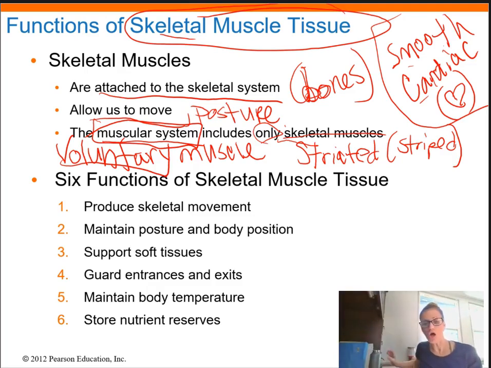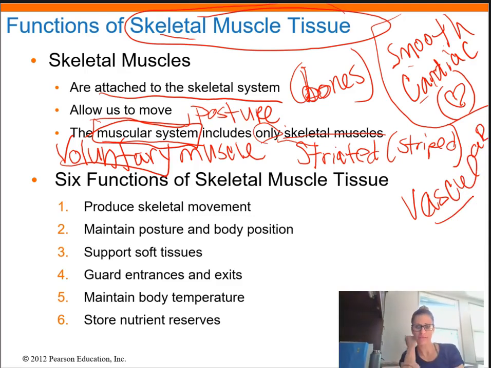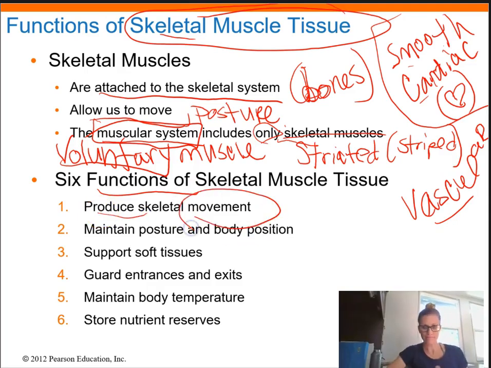Skeletal muscles are also vascular. All muscle tissue is. But remember, vascular means that there are blood vessels present. There's actually a whole lot of blood vessels present in skeletal muscle tissue. So there are numerous different functions of skeletal muscle tissue. The most obvious of these that we're all aware of is to produce movement.